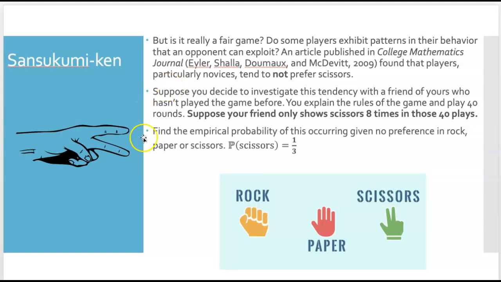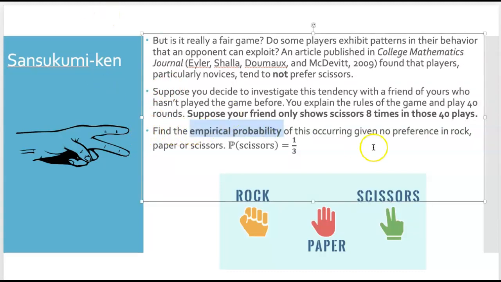What we want to do is use empirical probability here. We want to find the probability: what are the chances that we observe 8 out of 40, given that there's no preference among rock, paper, or scissors? How do I simulate this experiment where the probability of scissors is 1/3, meaning there's no preference? In this case, we can't flip a coin 40 times and count the number of heads, because the probability of heads is 1/2 or 50%, but the probability of scissors is 1/3. I don't have a coin laying around with a 1/3 chance of heads and 2/3 chance of tails.